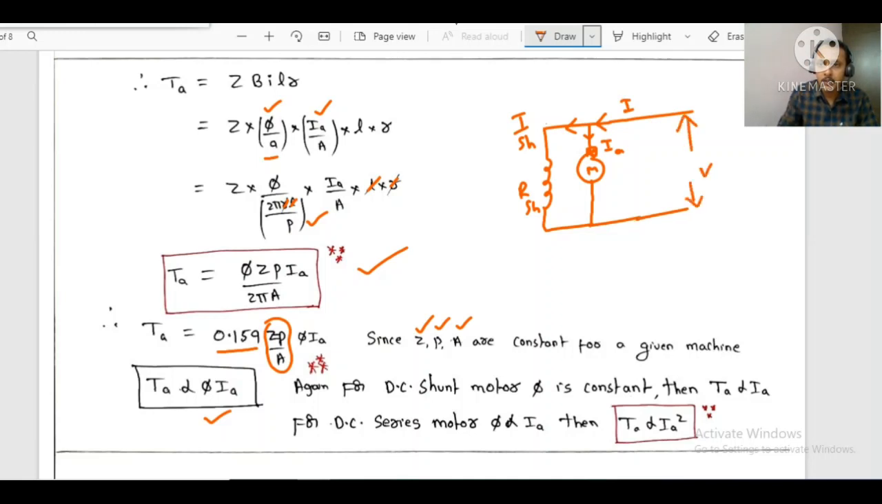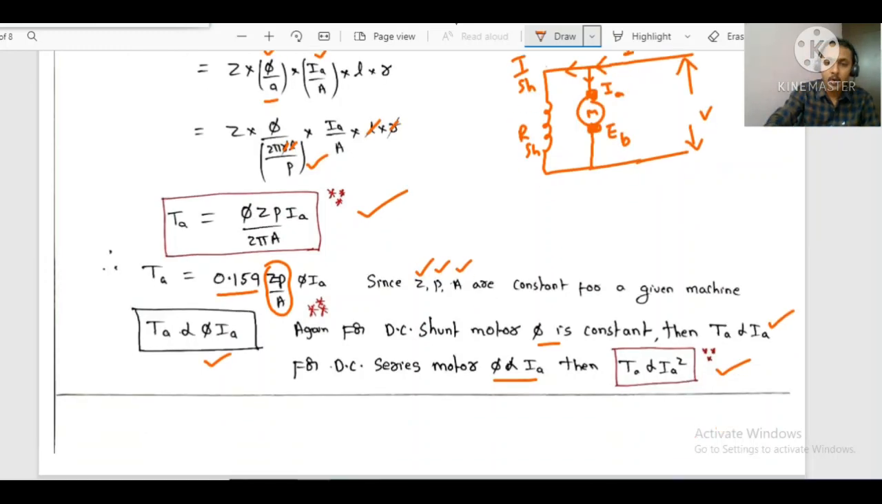Because of this applied terminal voltage, current will be drawn by this motor. Now this is armature current, and some back EMF, Eb, will be generated here. In a shunt motor, the flux will be constant. But in a series motor, the amount of flux in the winding will be directly proportional to the armature current. Therefore, in a shunt motor, torque is directly proportional to the armature current, but in a series motor, torque is directly proportional to Ia squared, the armature current squared.